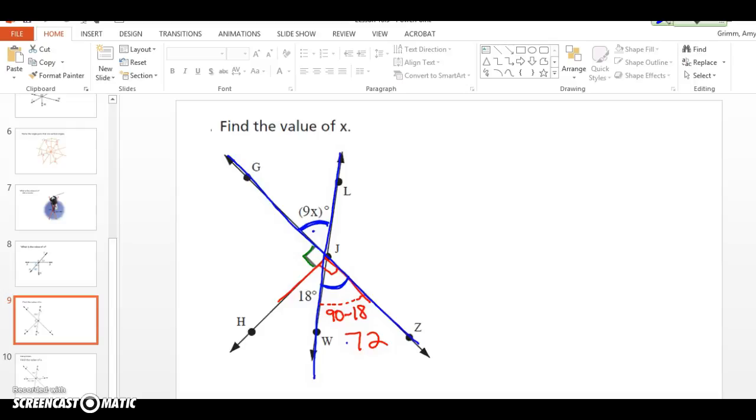Kendall? No, because that was to find this. I mean, we could add it to the equation, but I think it would be more complicated, so I'm not. Okay, 9x equals 72, and now we just got to divide both sides by 9. Bingo, bango. X equals 8.